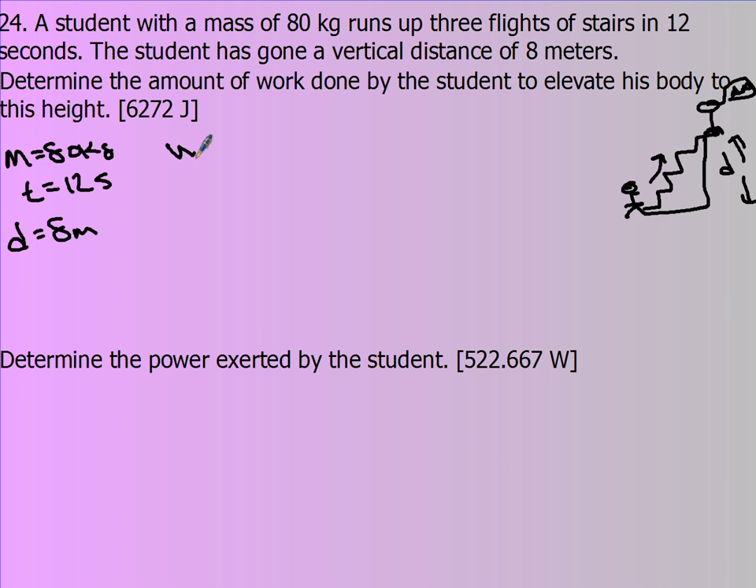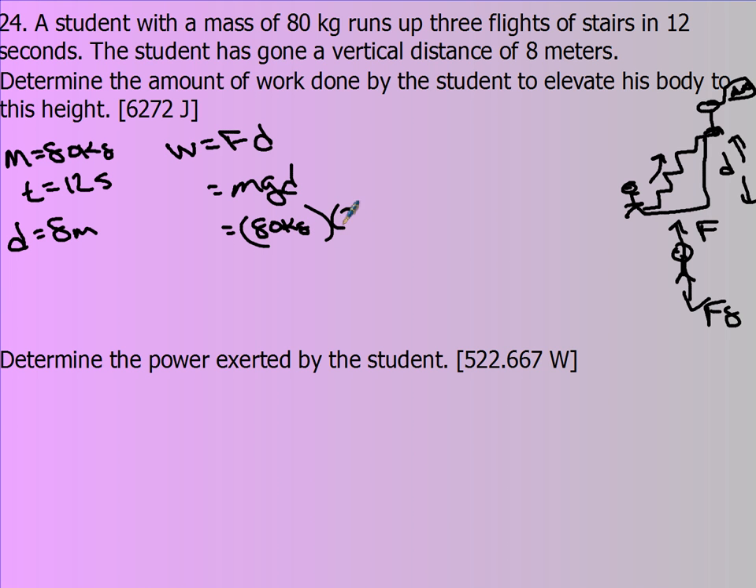The work done is the force times the distance. And remember, it's always a vertical distance when we're talking about raising and lowering objects. Now, what force are we overcoming? What's the only force acting? Of course, that's Fg. You're overcoming gravity. So this is mgd. Your mass is 80 kilograms. Gravity is 9.8 meters per second squared. And your displacement is 8 meters. So this becomes 6,272 joules.